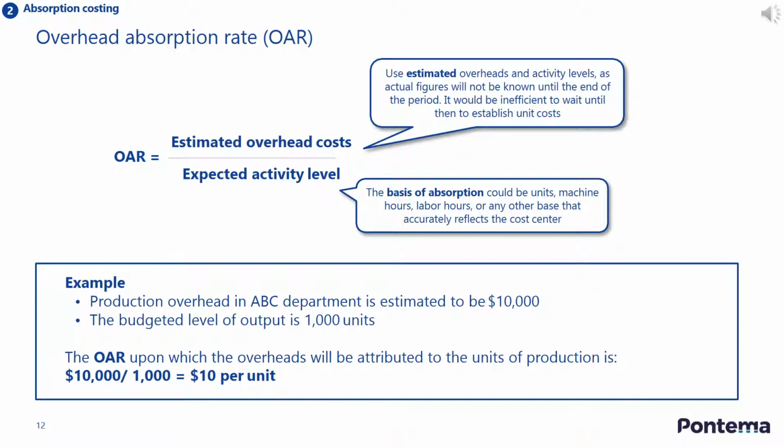The slide shows a worked example. If production overheads are estimated to be $10,000, and with an expected output of 1,000 units, then the overhead absorption rate would be $10 per unit.